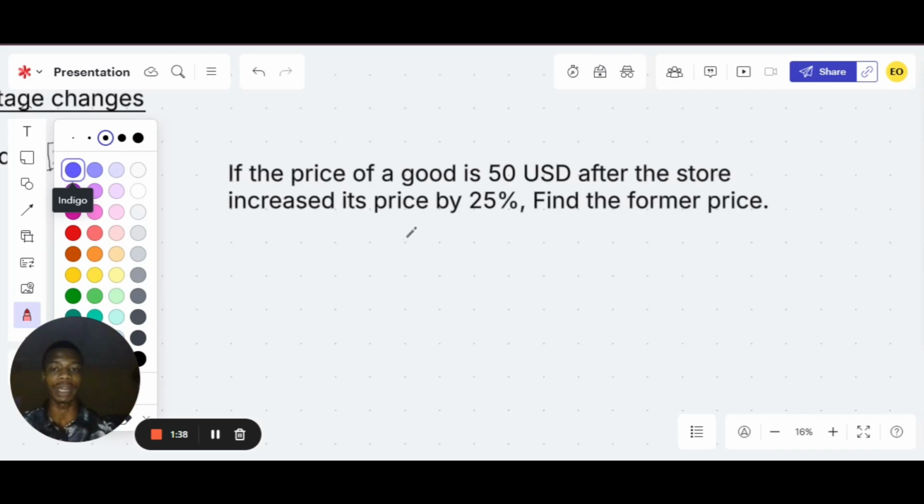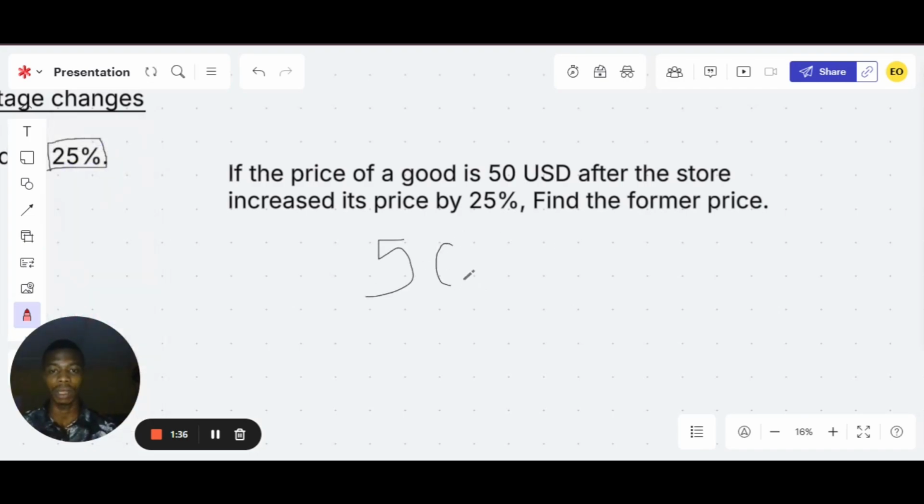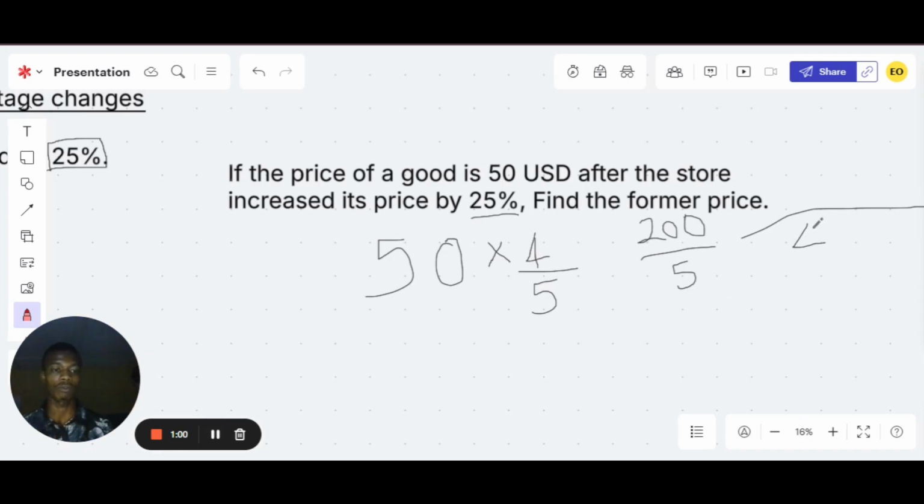Now, we have the final price, which is 50. We know that the multiplying factor is 5 over 4. So we're going to multiply the result with the inverse. The inverse of 5 over 4 is 4 over 5. So multiplying 50 with 4 over 5, we get 200 over 5. And 200 over 5 basically gives us 40, okay? So we can tell that the former price of the good was 40 US dollars. And of course, if you added 25% to 40, you're going to get 50.